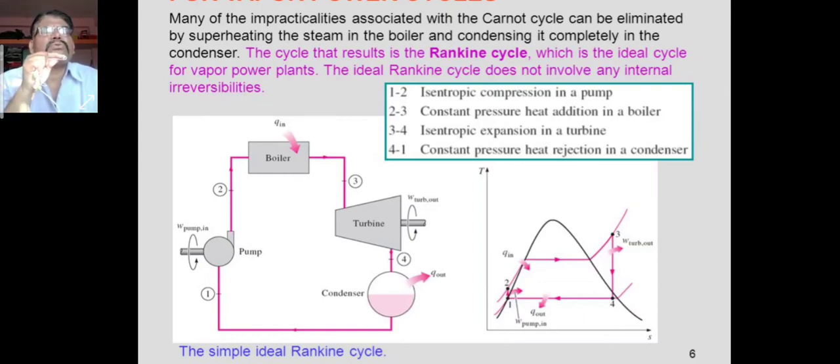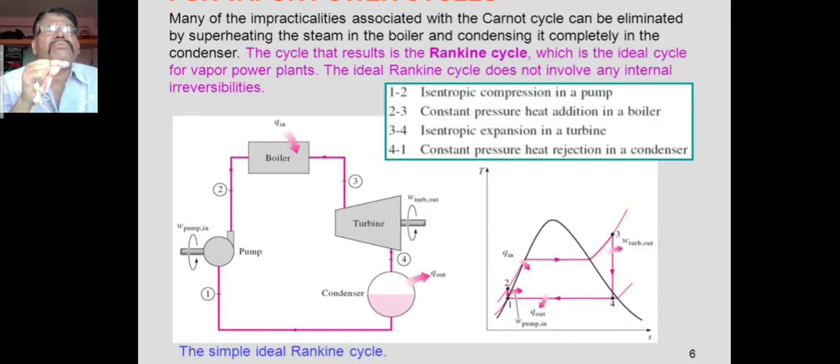Then from 3 to 4 the equipment is a turbine. By that time the expansion is happening. It means a release in pressure and a decrease in temperature. That is why it is called an isentropic process, or also an adiabatic process. It means entropy remains constant.